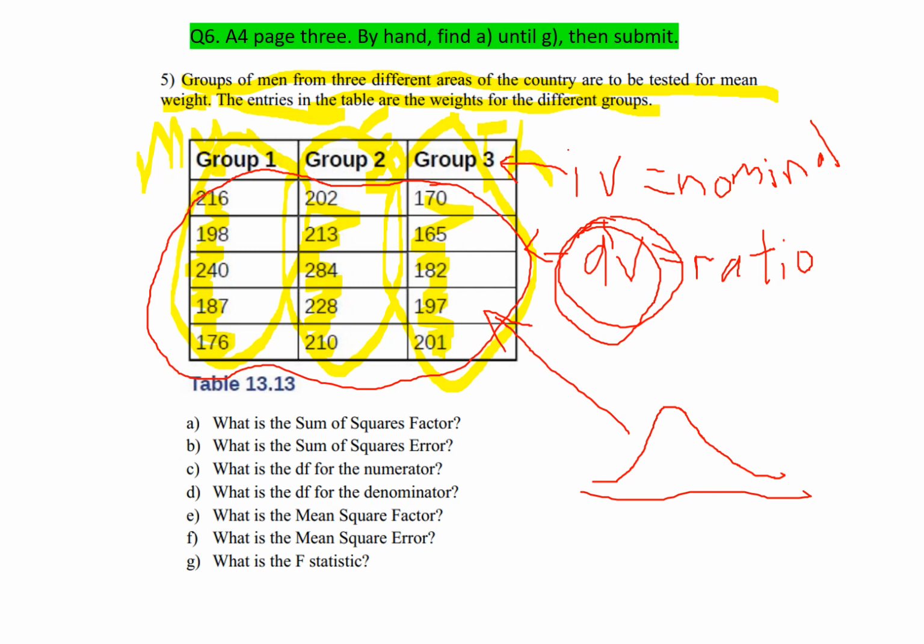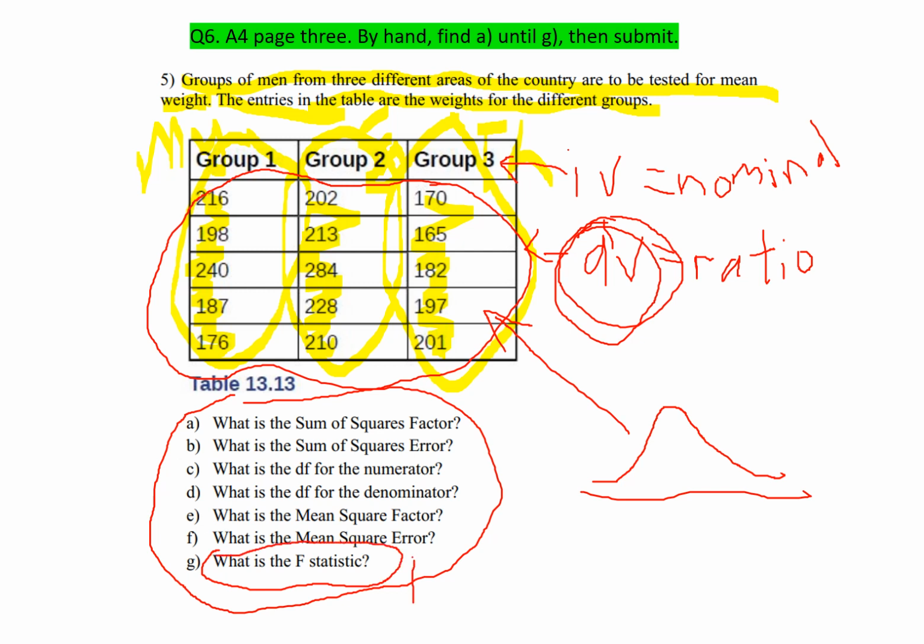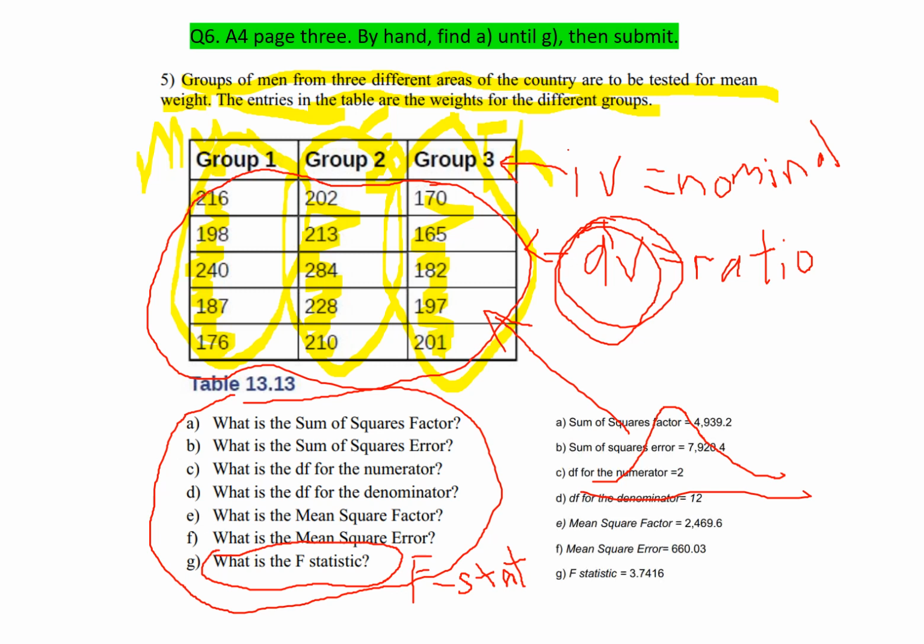So now you need to find the sum of squares for the factor, B, the sum of squares for error, C, the DF for the numerator, D, E, F, and G. At the end, which one is the most important? This one. We want to find the F statistic, sometimes written F stat. Luckily, this problem only asks us to find up to the F stat. It doesn't ask us to make the short report. Suppose you get the result as on the right-hand side here. So try it and then check your result. Is it the same as given here?